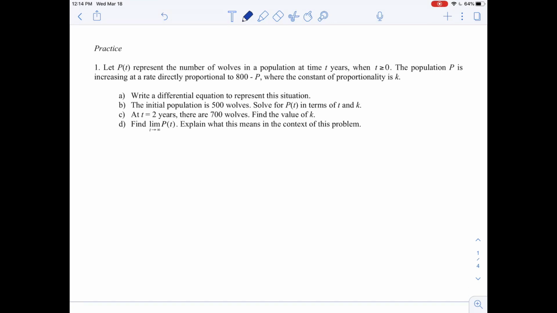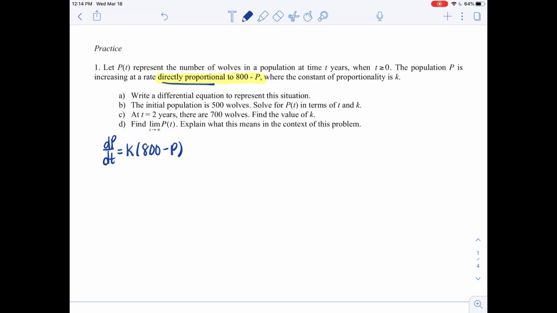Let P of t represent the number of wolves in a population when t is greater than 0, obviously, because it's time. The population P is increasing at a rate directly proportional to 800 minus P. So to make a differential equation for that, we're talking about the rate of change of population over time. So dP dt is directly proportional, that's where k comes in, to 800 minus P. So this one's still going to end up being an exponential model, but it's going to come out a little bit different because of that 800 minus P and not just P itself.